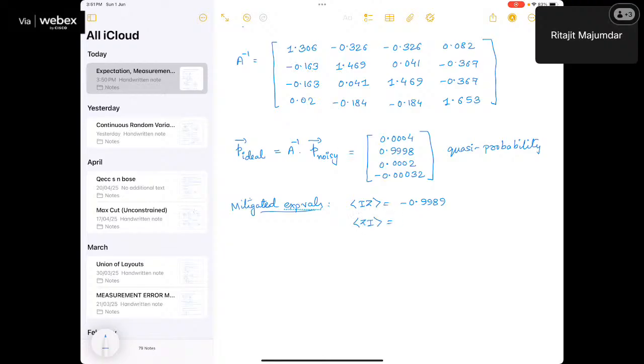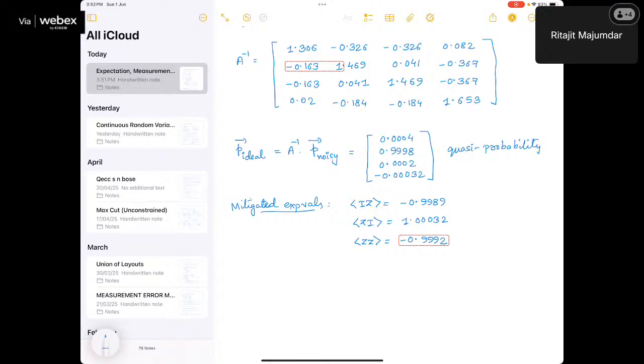ZI will be 1.00032. ZZ will be minus 0.9992. So the point is, when we are talking about measurement error mitigation, first point, measurement error mitigation does not mitigate the noise in the system. It in no way lowers the noise in the system. What we do is we put in some extra classical and quantum resource to get an estimate of what the expectation value would have looked like if there were no noise.